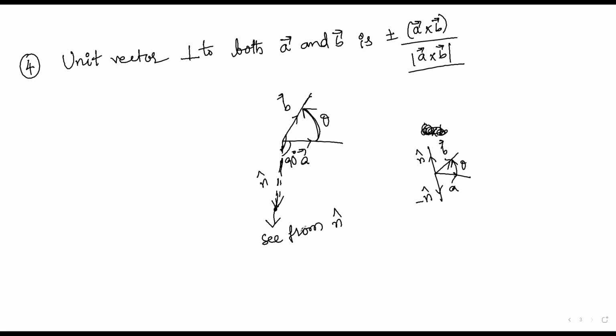If the angle theta is less than 180 degrees when you look from the third vector, then it is a right-handed system, RHS. You are rotating from A to B, and this angle is less than 180. You have to look from n cap, from the third vector.